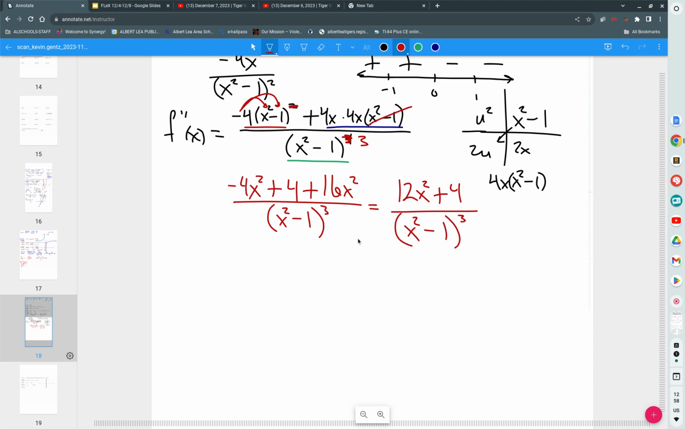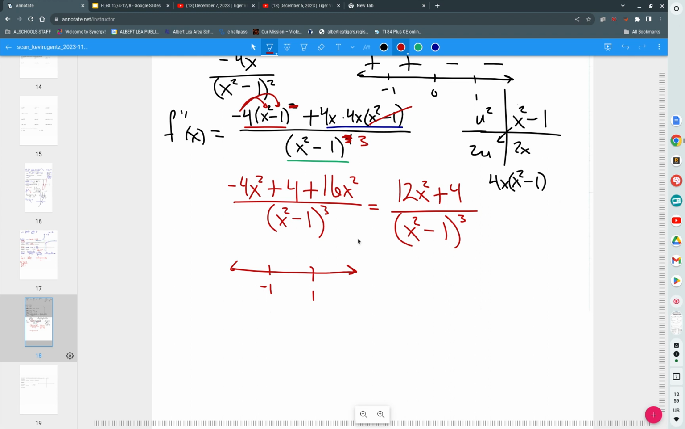Is the top ever equal to 0? No. What does that mean? It's not going to have any inflection. Okay? The bottom is equal to 0 at 2 values. I don't need to plot anything at the top, but at the bottom I can plot negative 1 and positive 1.